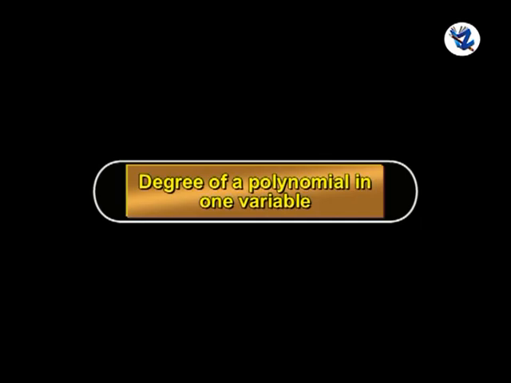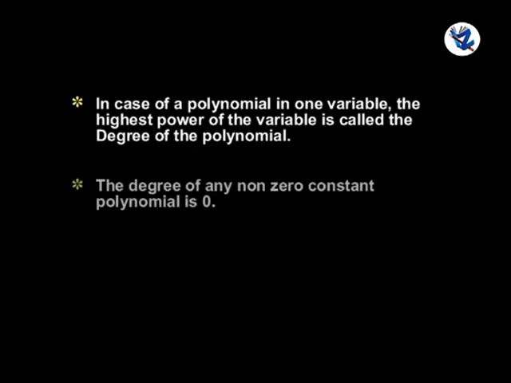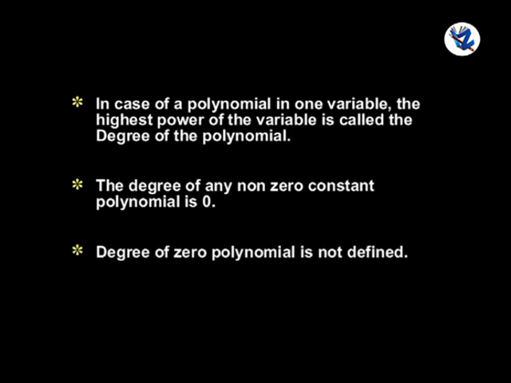Now, degree of a polynomial in one variable. In case of a polynomial in one variable, the highest power of the variable is called the degree of the polynomial. The degree of any non-zero constant polynomial is 0, and degree of zero polynomial is not defined.